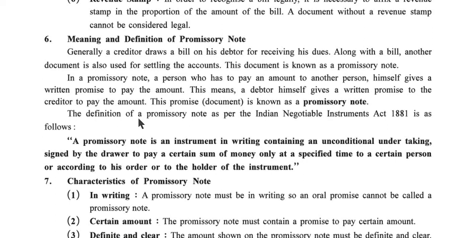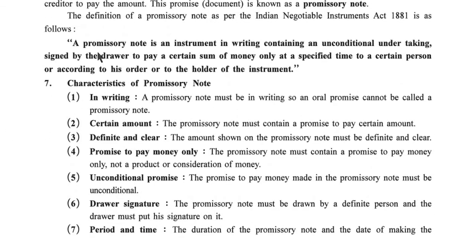The definition of a promissory note as per the Indian Negotiable Instruments Act 1881 is as follows. A promissory note is an instrument in writing containing an unconditional undertaking signed by the maker to pay a certain sum of money only at a specified time to a certain person or according to his order or to the holder of the instrument.